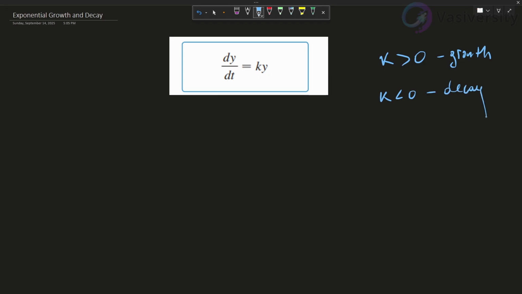Say chemical components decay, or radioactive decay, would have k less than 0. The equation that describes this process is called a differential equation. Differential equations is a very big topic in mathematics, and we will have multiple playlists describing ordinary differential equations, partial differential equations, fractional differential equations, and stochastic differential equations. The links are going to be attached in the description.